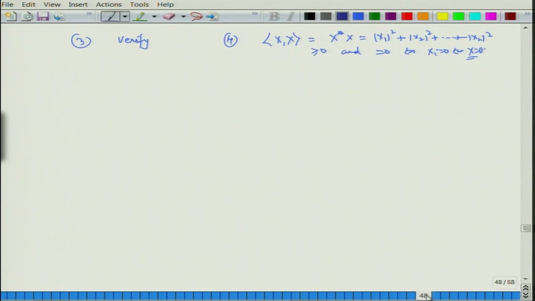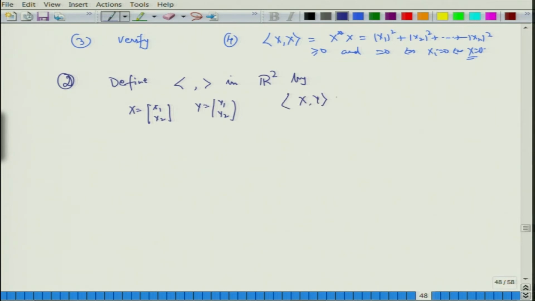Fine. So let's go to the next part. Another example. Example 2. So define this in R2. In R2 I have vectors x and y, say x is (x1, x2) and y is (y1, y2). I am defining <x, y> as y transpose A x for some matrix A.